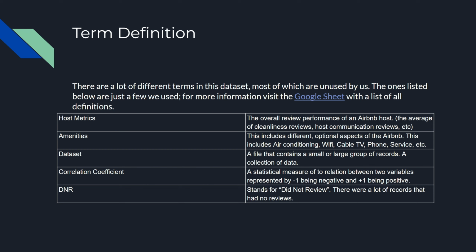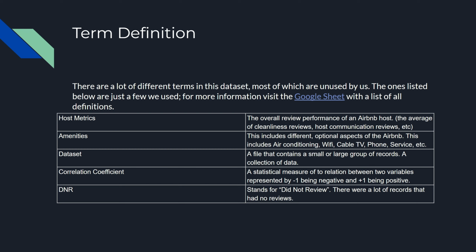Some of these terms include the host metrics, which includes basically just the average of all of the host reviews, basically cleanliness reviews, host communication reviews, and more. Amenities, which include different optional aspects of the Airbnb. This includes Wi-Fi, cable TV, a phone, room service, and all that.